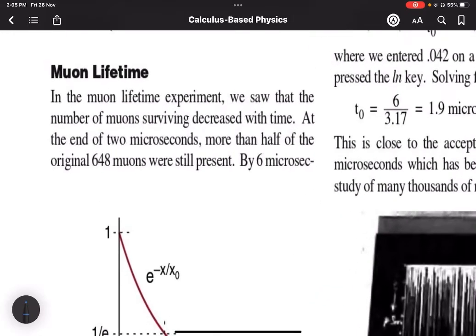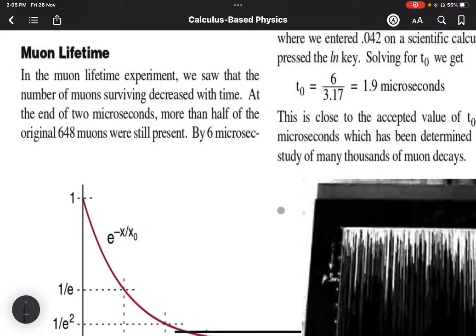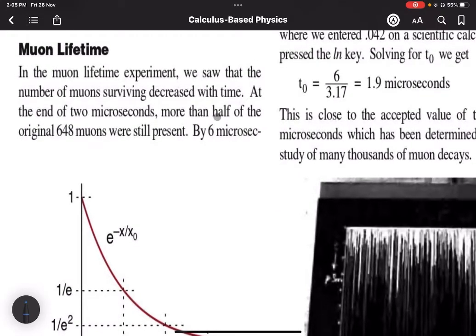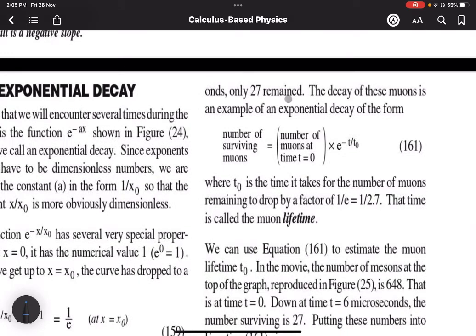So how to compute the decay of this particle? No? So we use the exponential decay principle or formula. In the case of muon, at the end of 2 microseconds daw, more than half of the original 648 muons were still present. So, 2 microseconds, kalahati nun, no, na lang natitira. So, ang original na na-create na muons or na-detect is 648. After 2 microseconds daw, naging half na lang. By 6 microseconds, only 27 remain.